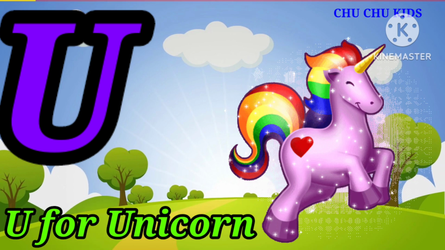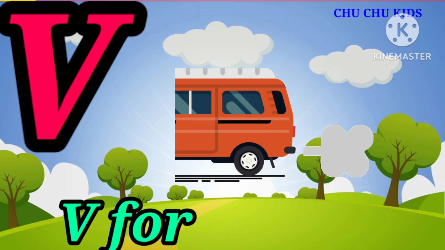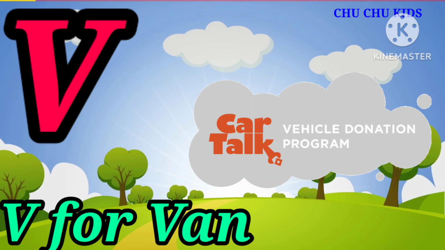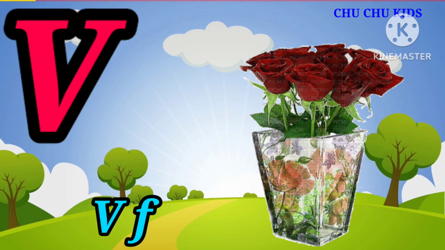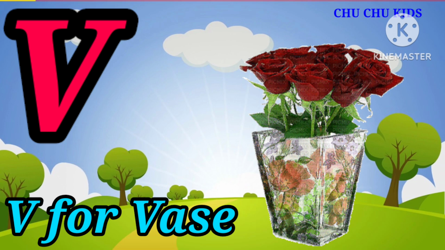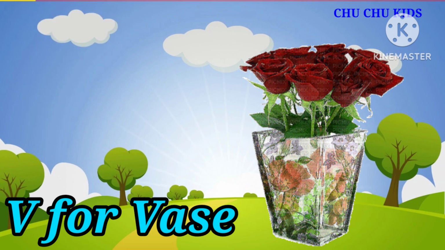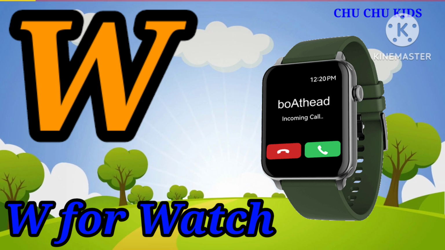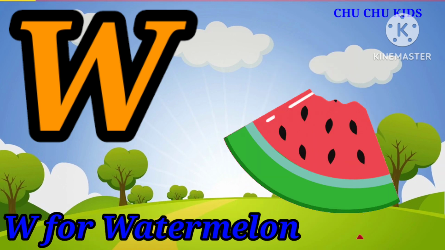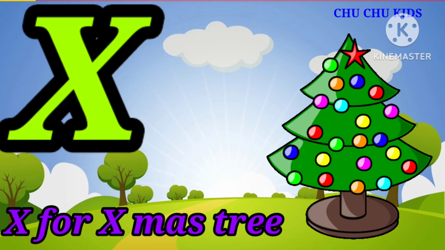U for unicorn. V for van. V for vase. W for watch. W for watermelon. X for Xmas tree.